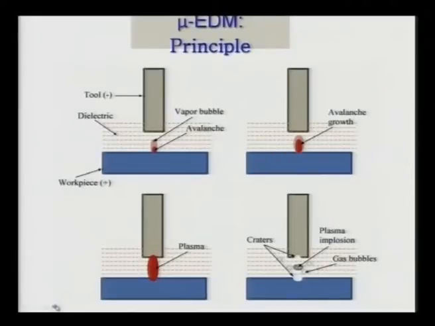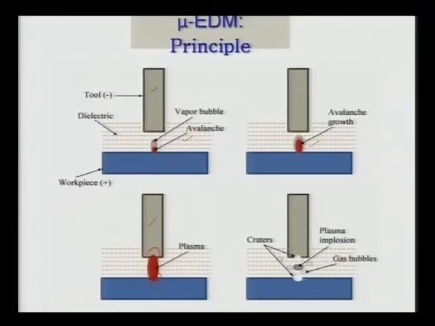Here you can clearly see how the spark evolution takes place. Here is the tool, that is the cathode, the workpiece, and the dielectric. In the initial phase of sparking, a vapor bubble is there and it avalanches, you can see the avalanche growth, plasma formation takes place, and full plasma formation is there between the cathode and the anode. This plasma has intense heat energy, which is responsible for removal of material from the workpiece as well as from the tool at the same time. That is why wear of the tool as well as wear of the workpiece take place.